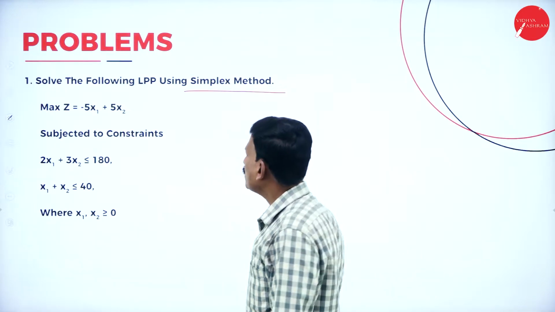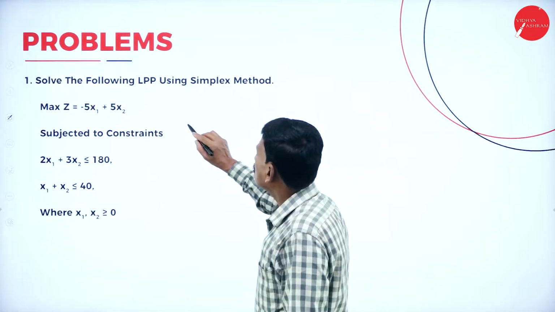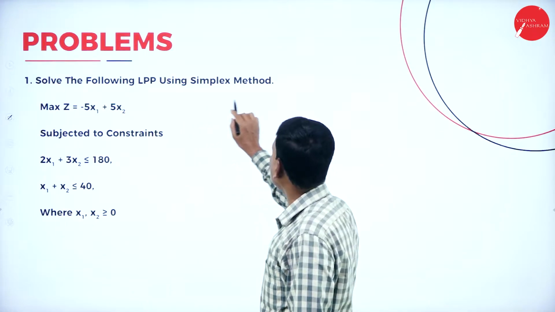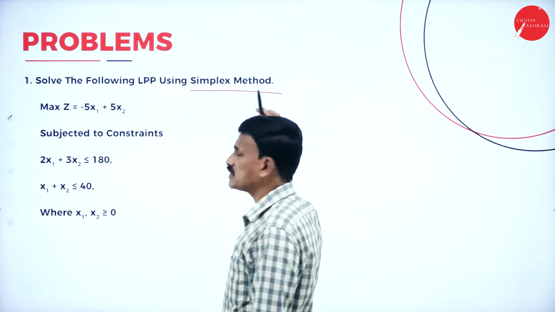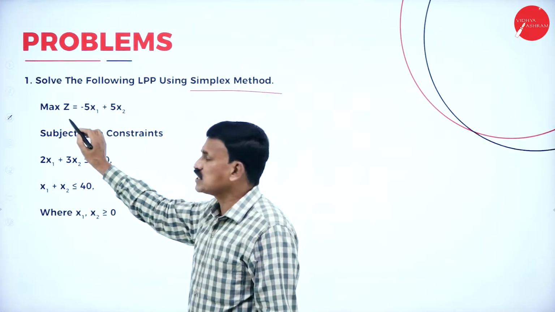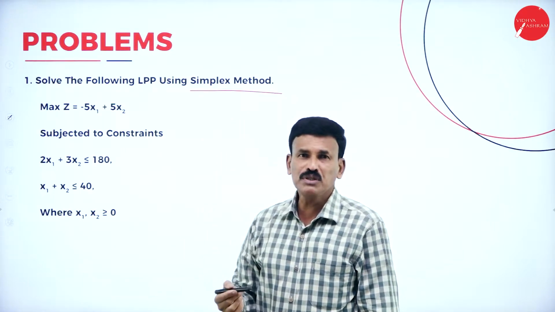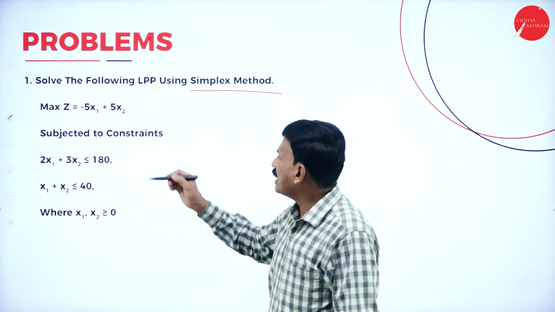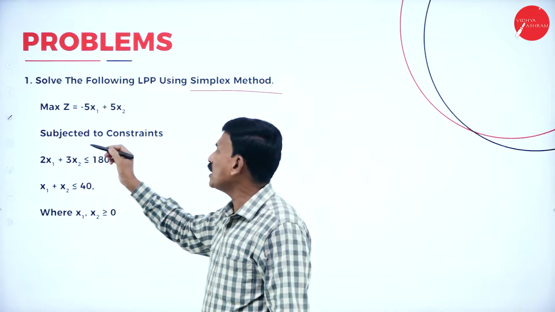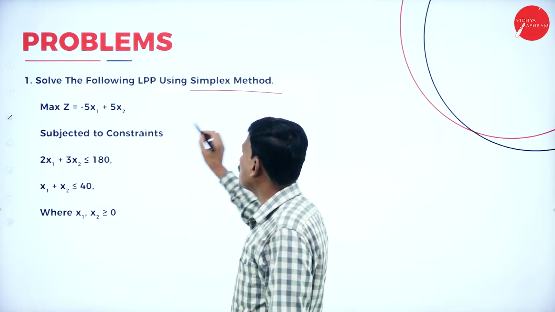Now here let us come to a problem. What is the problem given? Solve the following LPP using simplex method. Now what is the objective function? Max z. So it should be a maximum type problem. The given problem here is maximum type, so we can apply the simplex method easily.